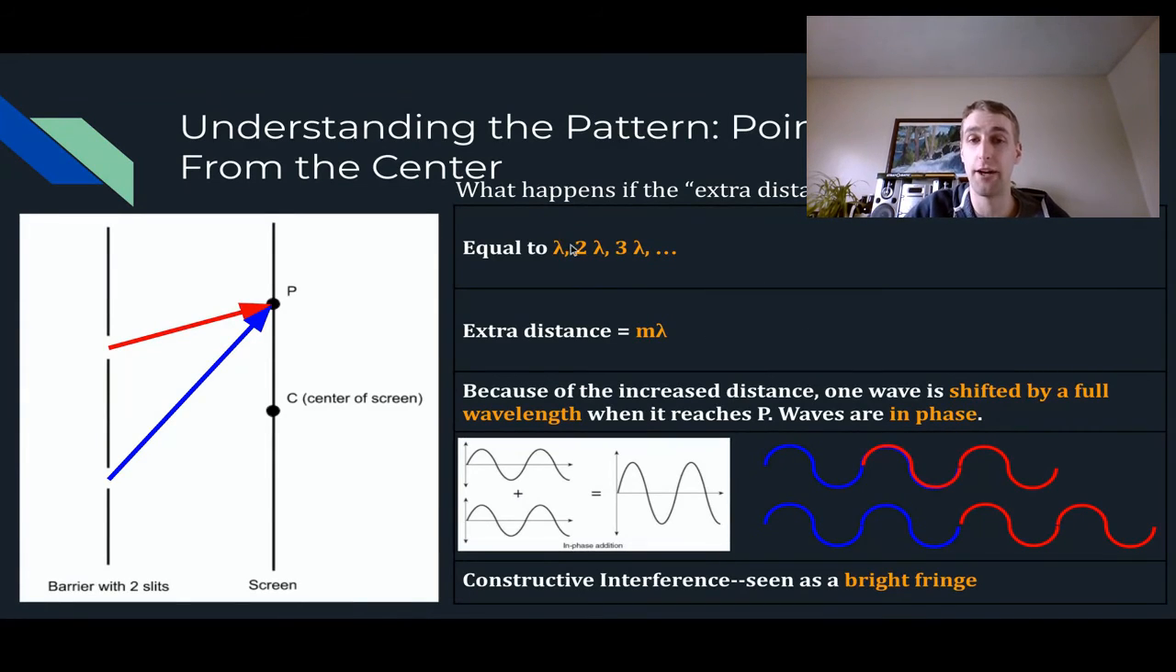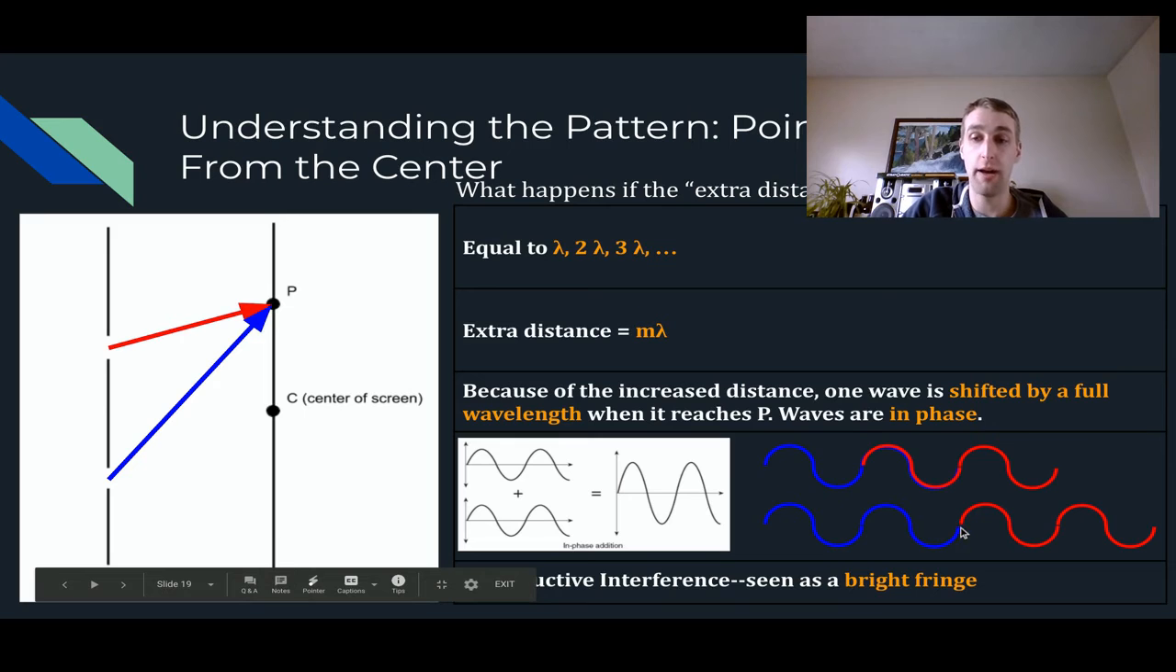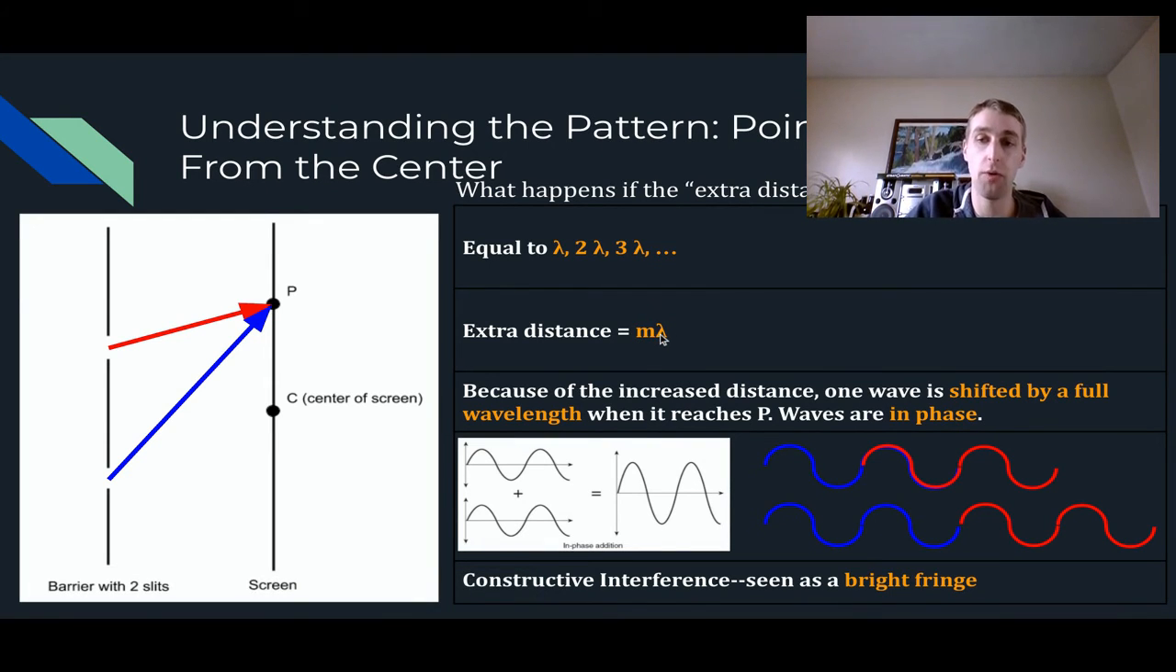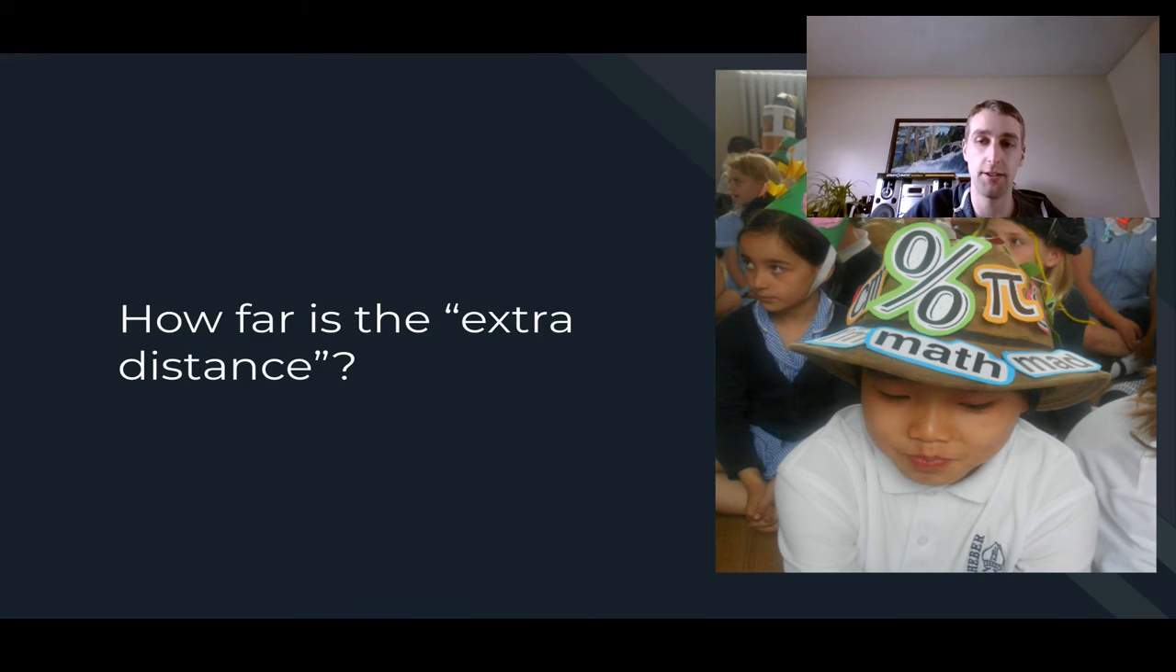Even though it got there later, it had to travel a little farther. But if the extra distance is a whole number multiple of lambda, the wavelength, it gets there in phase, which means the two waves add together constructively to give you a bright spot. That's true whether it's exactly 1 wavelength extra distance, or 2 wavelengths, or 3 or 4. So to state that generally, anytime the extra distance is m times lambda, a whole number multiple of lambda, one wave is shifted off by a whole wavelength or 2 whole wavelengths. They get there in phase, and you see a bright spot, or constructive interference.